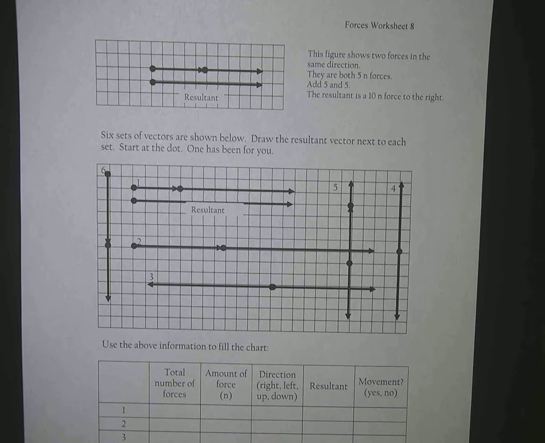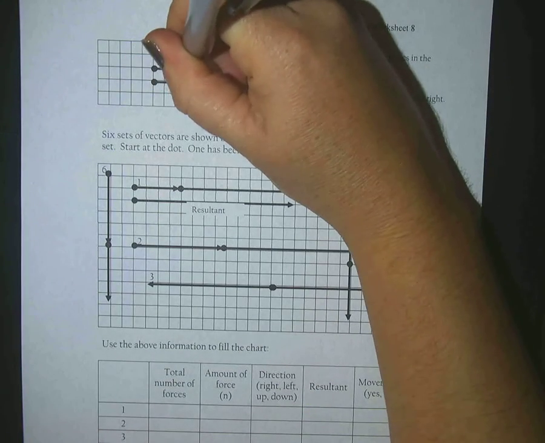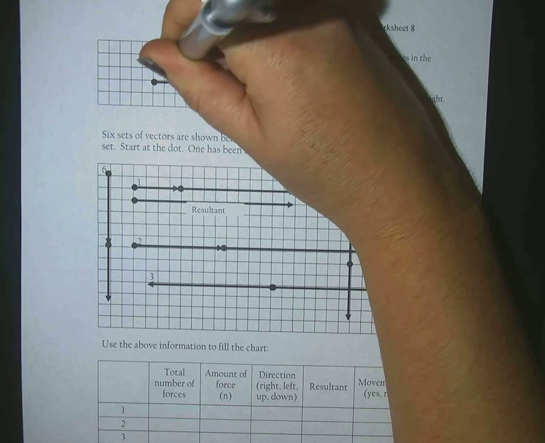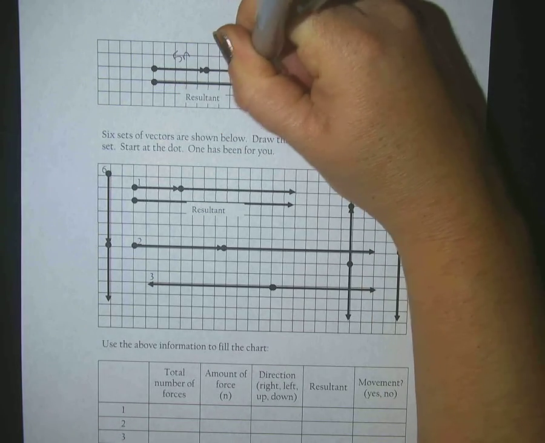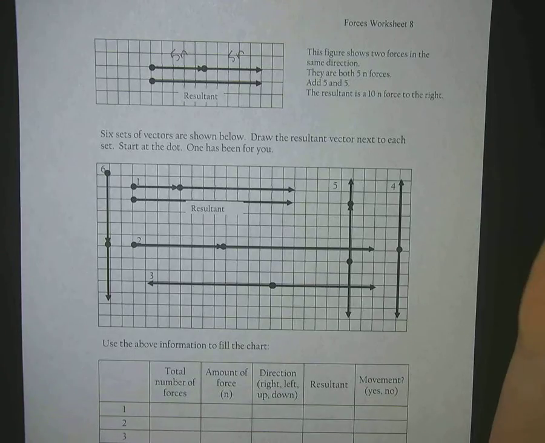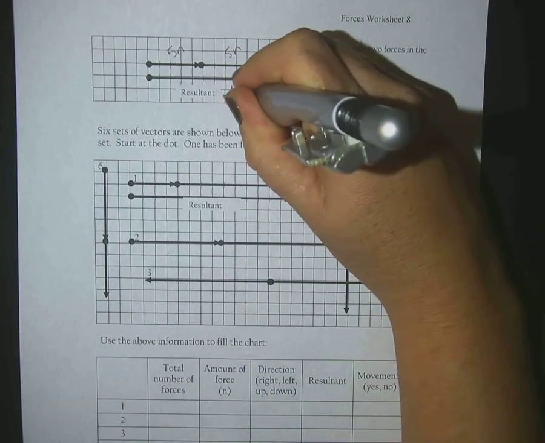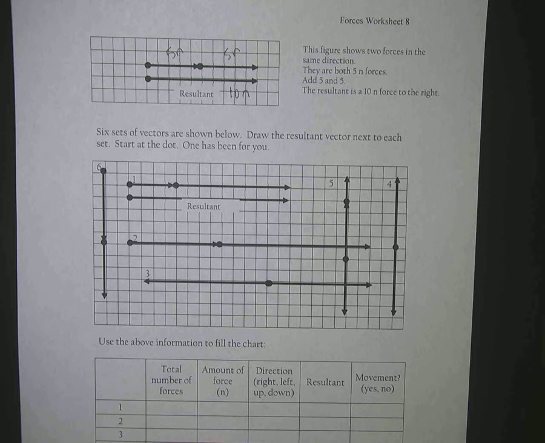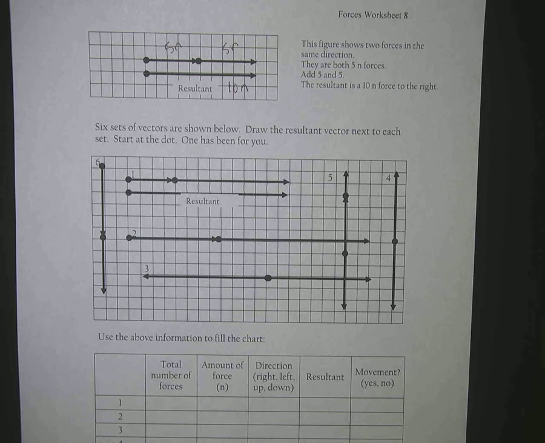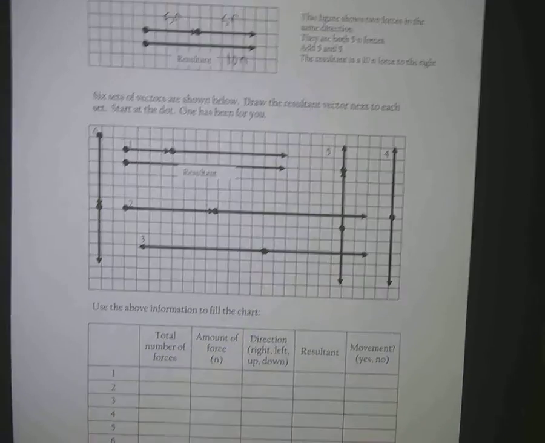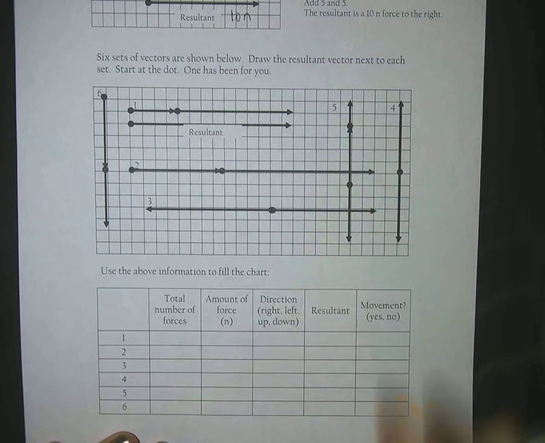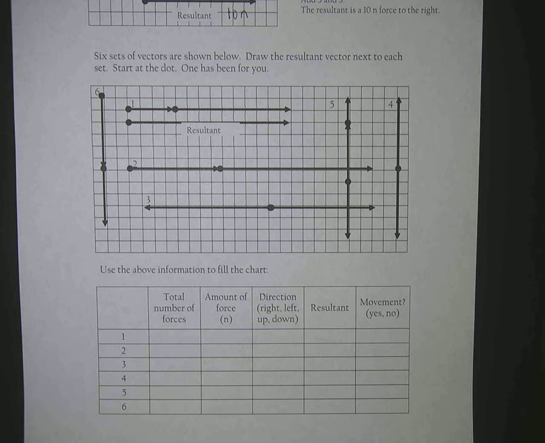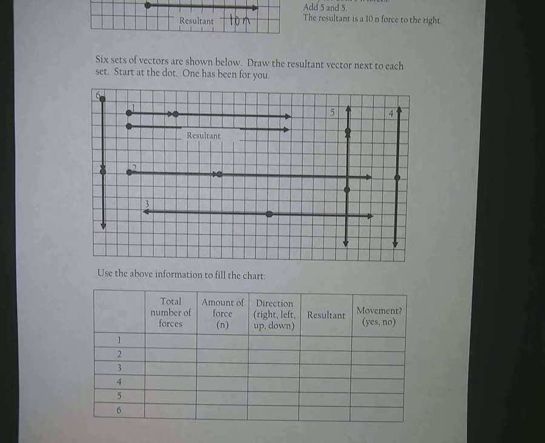Now we have 2 forces acting in the same direction. Look, 1, 2, 3, 4, 5 newtons to the right, plus 1, 2, 3, 4, 5 newtons to the right will get us a result of 10 newtons. So what we have to do now is we're going to be filling in this table. But we actually also have to draw the resulting arrows. Okay, the examples, they drew the resultant. Now we have to draw it also.